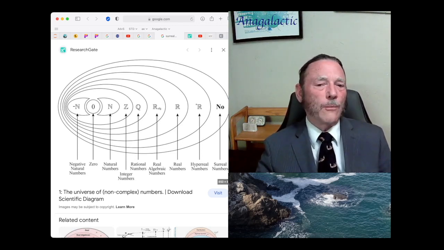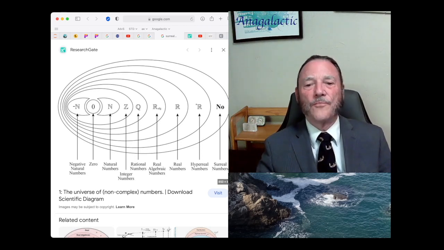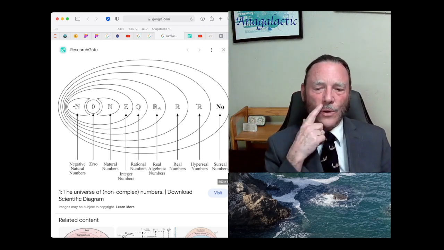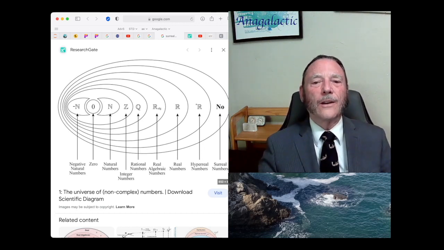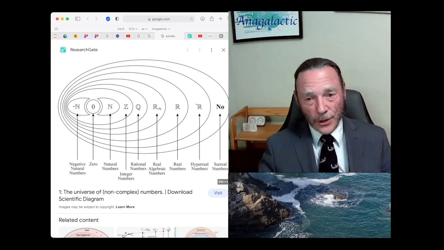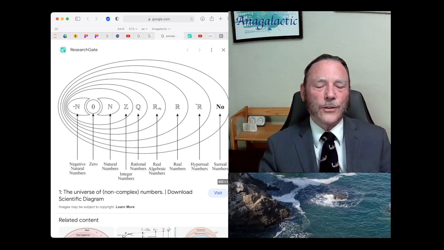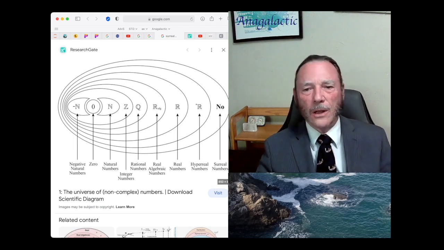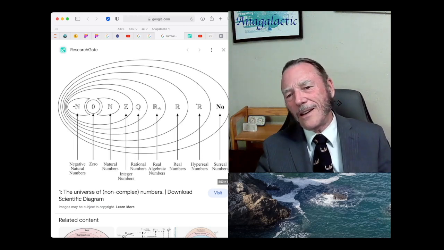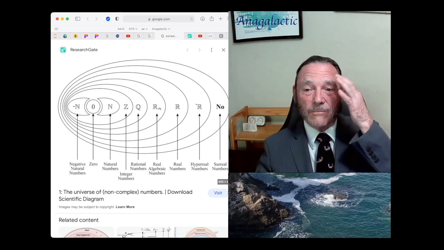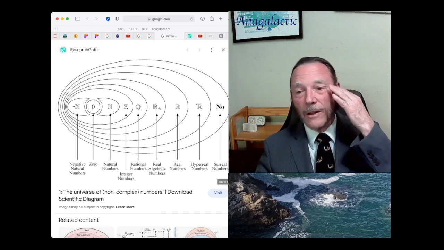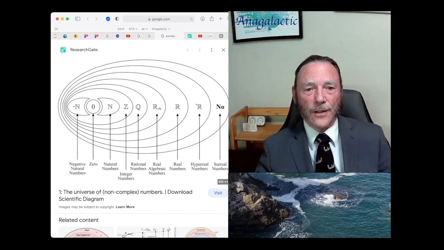The z, for some reason, stands for integer numbers, and then comes q, which stands for the rational numbers. Those are the only numbers that the universe uses. The universe only uses rational numbers. Right outside, this is a Venn diagram, so these are supersets going out towards the right, ending at NO, which actually has some kind of meaning, but that's the surreal numbers on the outside.